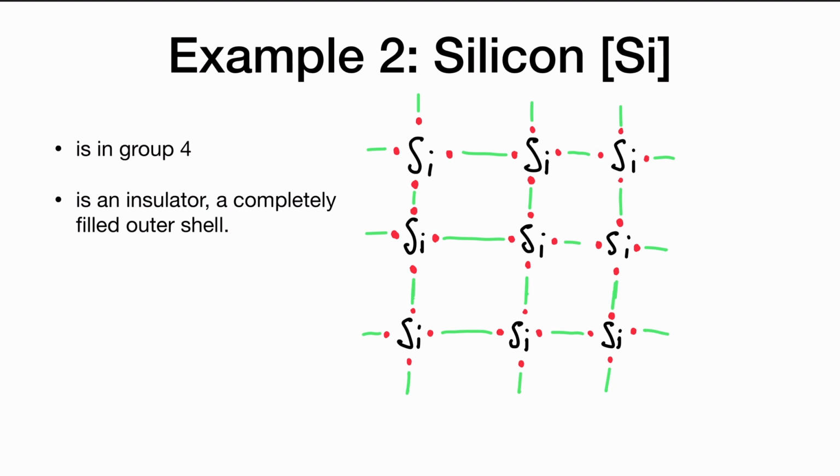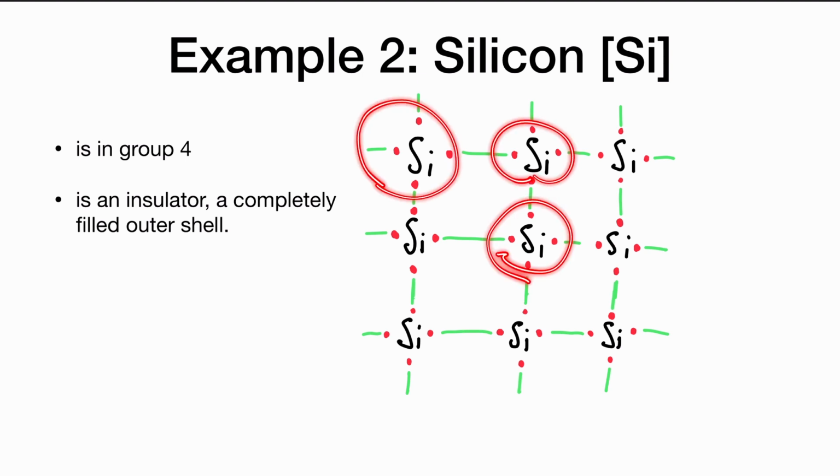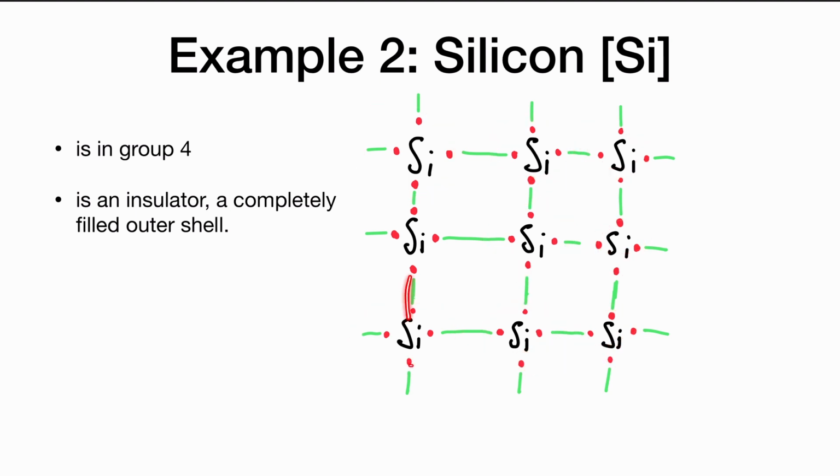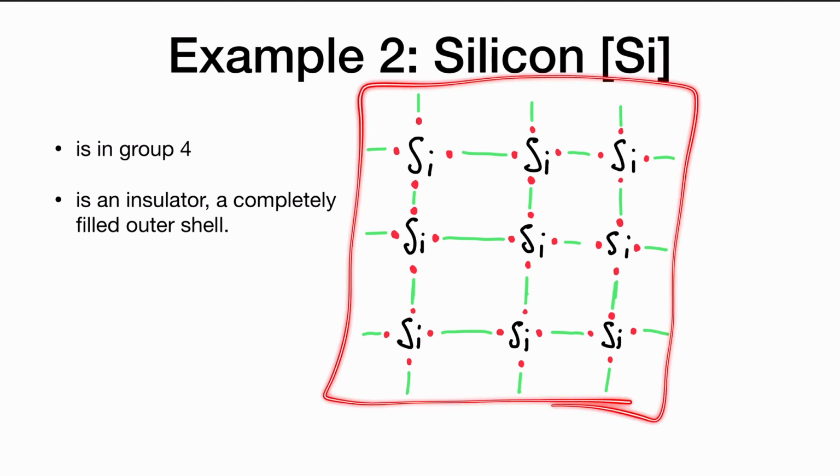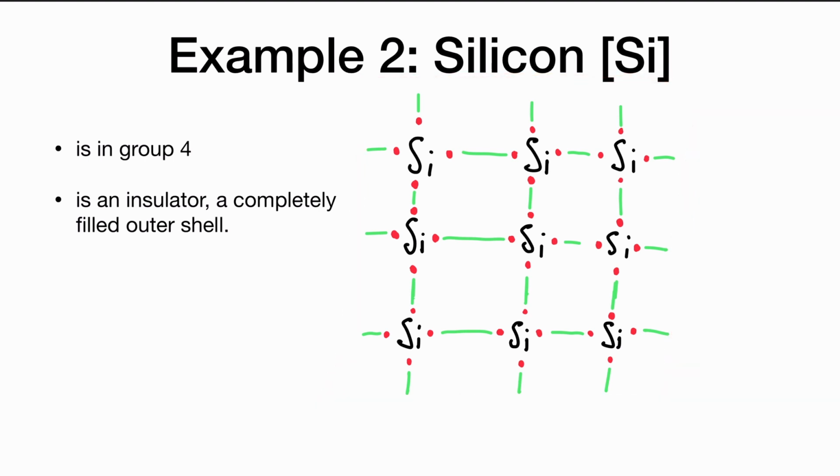Actually, another way of stating this is that the outer shell of this sample is completely filled, because each atom here has 8 electrons belonging to it. Of course, 8 electrons through the covalent bonding. So no electrons available. Its outer shell, its valence shell, is completely filled, which means its conduction band is empty. Hence, silicon is an insulator. Quite shocking. It is an insulator.